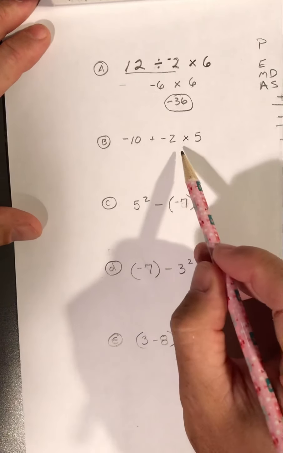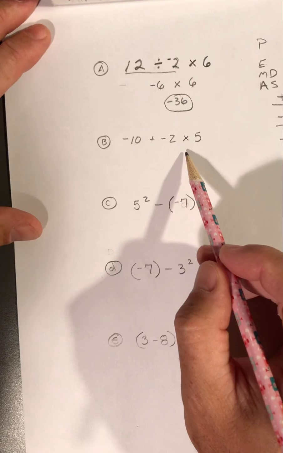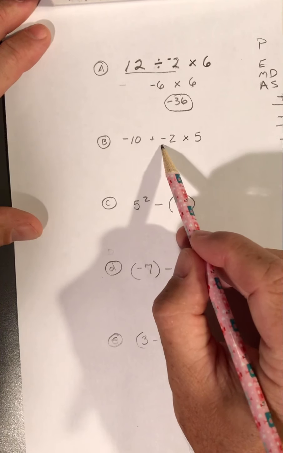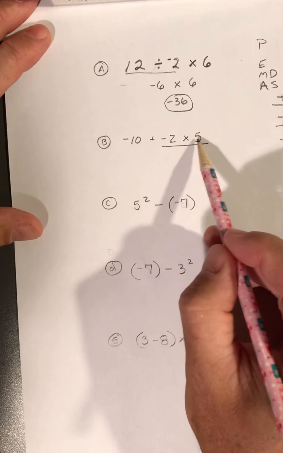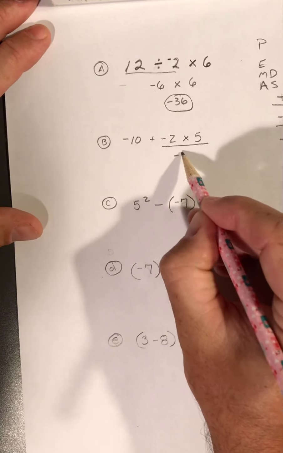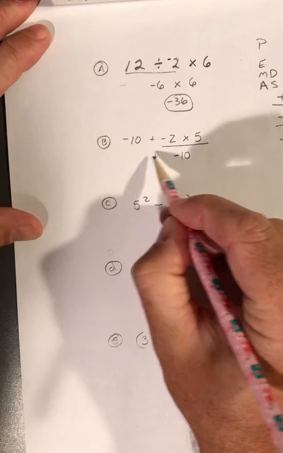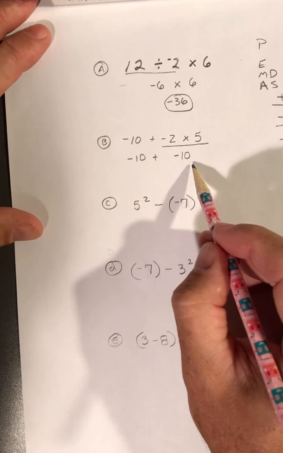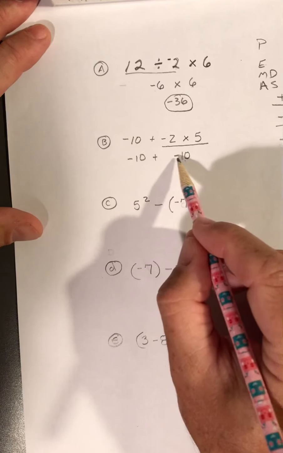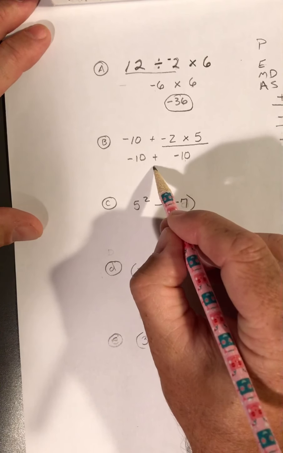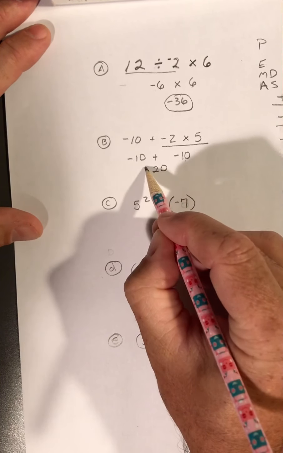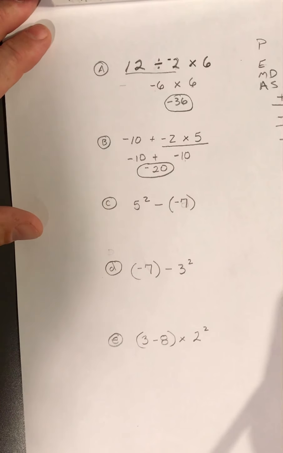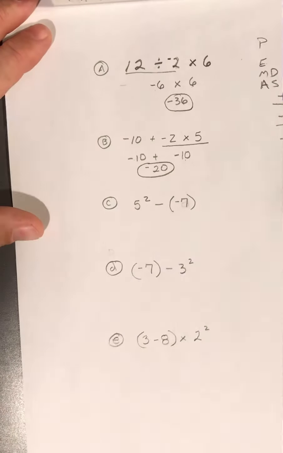Next one. I have no parentheses. I have no exponents. I do have one multiplication, so I'm going to do that first. A negative times a positive is a negative. That's -10 plus -10. And now I have to add. When I add two numbers with the same sign, I add them, and I keep the sign. Final answer, -20.